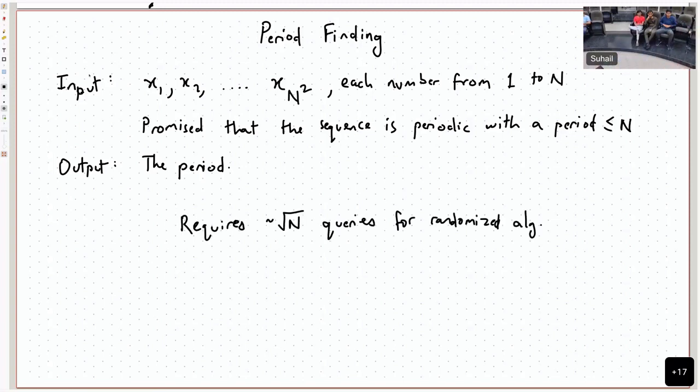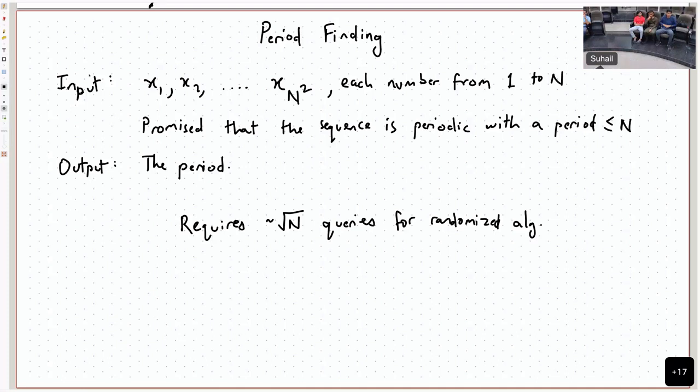Okay, turns out if you have a randomized algorithm, you can do it in around square root n queries. And this is something called the birthday paradox. I'm just going to query random elements of my sequence. And since the elements of my sequence are all from 1 to n, within square root n queries, I will find a duplicate. That's the birthday paradox.